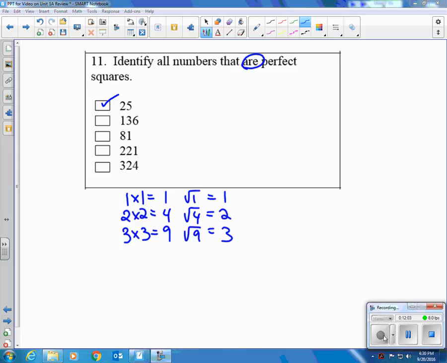The square root of 136 is not a perfect square, so that's out. The square root of 81 is 9 times 9, so 81 is a perfect square. The square root of 221 is not a perfect square, and the square root of 324 is 18 times 18. So those would be the only things that I would check off to show the numbers that are perfect squares.